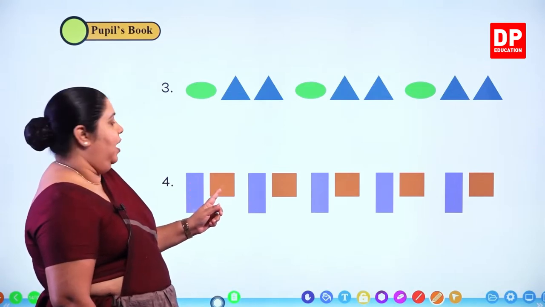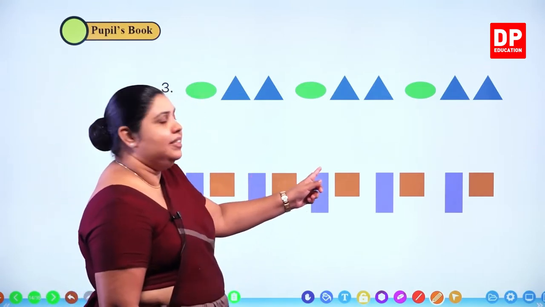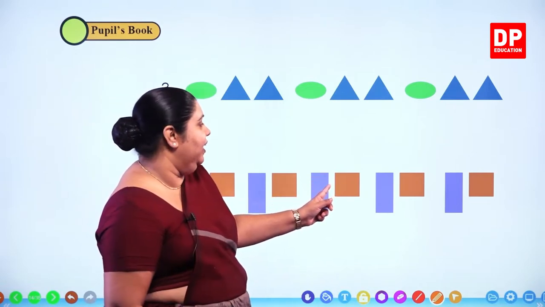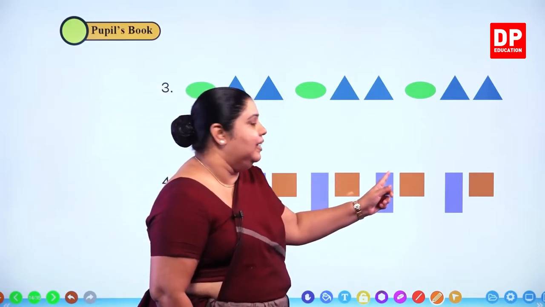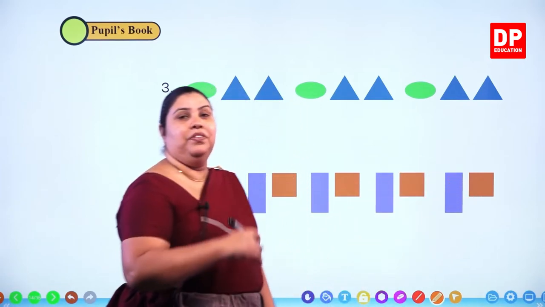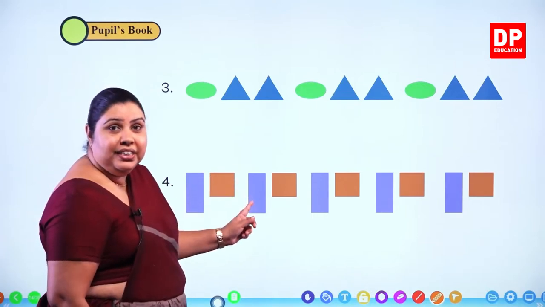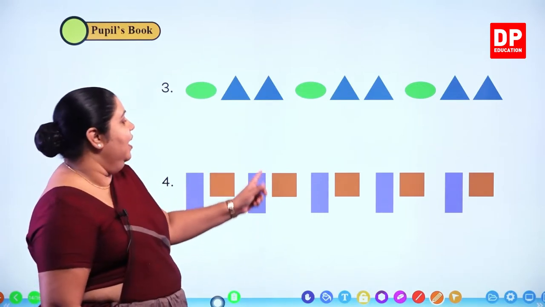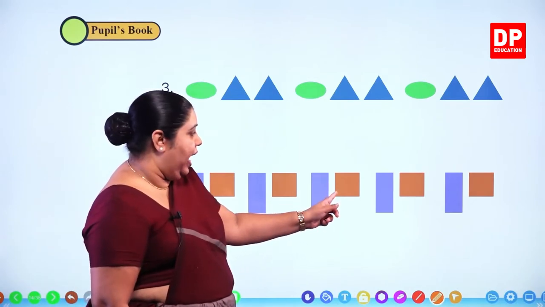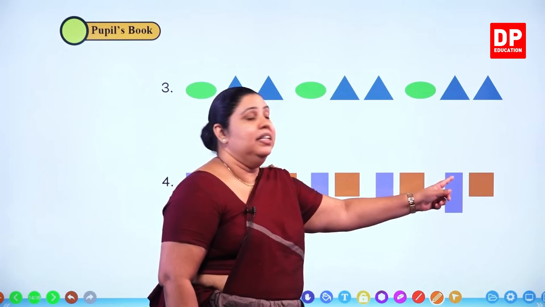Rectangle, square. Rectangle, square. That is our pattern. Okay, let's read. Rectangle, square. Rectangle, square. Now let's do it from the beginning. Come. Rectangle, square. Rectangle, square. Rectangle, square.